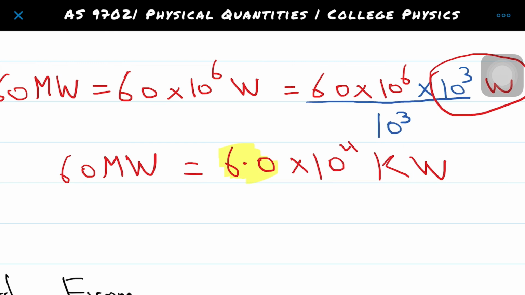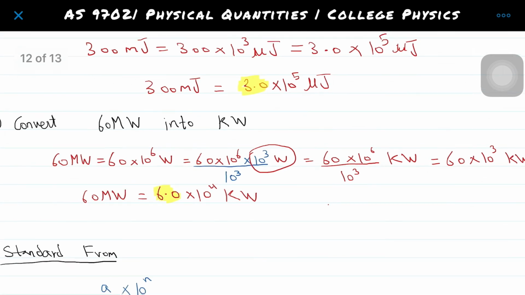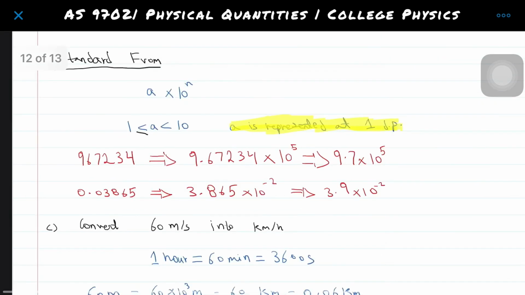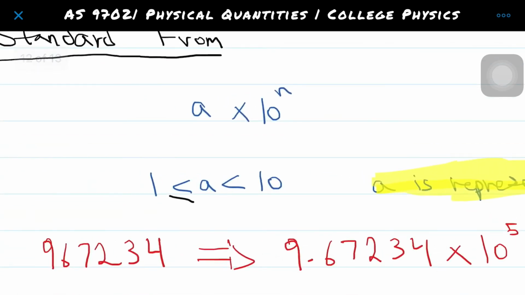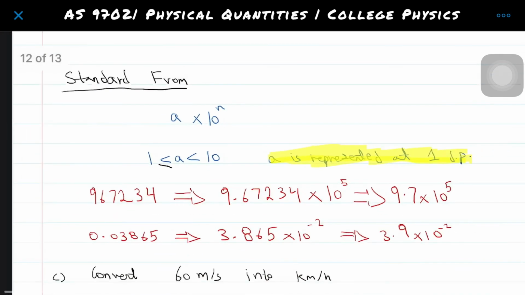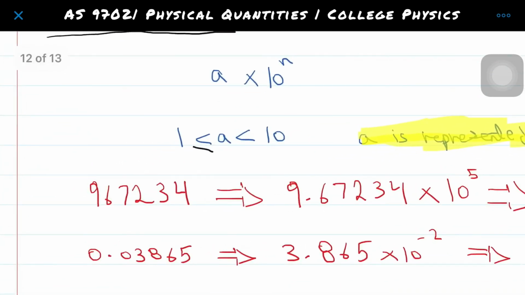So the decimal place was moved one step back and it became 6 into 10 raised to the power 4 kilowatt. What exactly is the standard form? If we have a into 10 raised to the power n, we need to ensure that a is always greater than or equal to 1 and always less than 10, right? So a is represented at one decimal place. So for example, if we have a value 967234, we need to ensure that the a here, the 9 here, should always be greater than or equal to 1 and always less than 10.